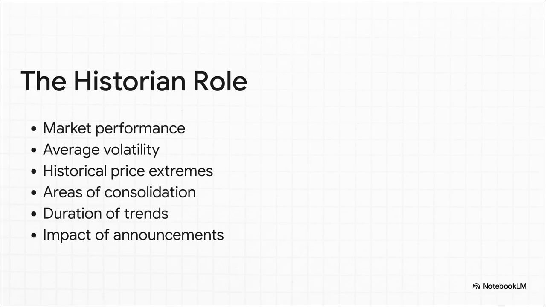So let's talk about the historian role first. This part is purely about the facts. It's the science part of the equation. By looking at a chart, anybody can see exactly how a market performed over time, how volatile it's been. You can see the historical highs and lows. You can even see how the market reacted to big news events. It's all just objective, verifiable data from the past.